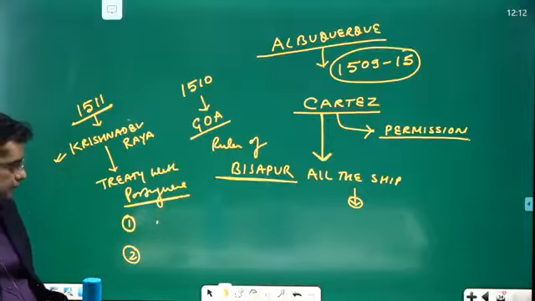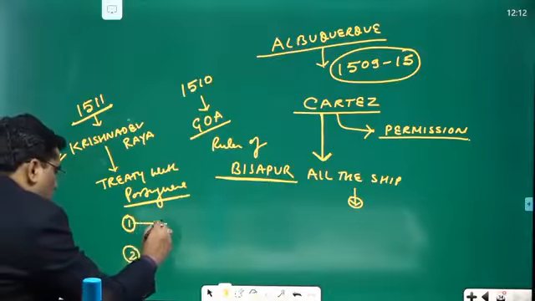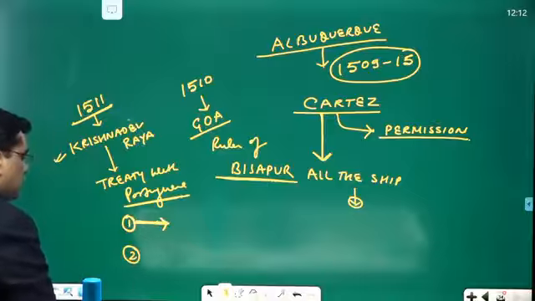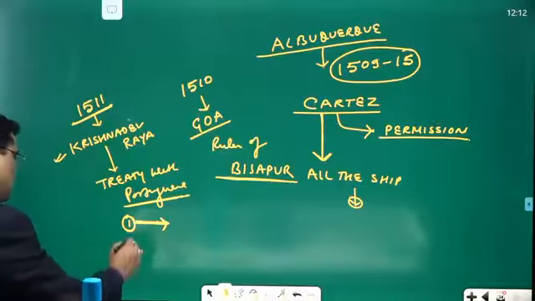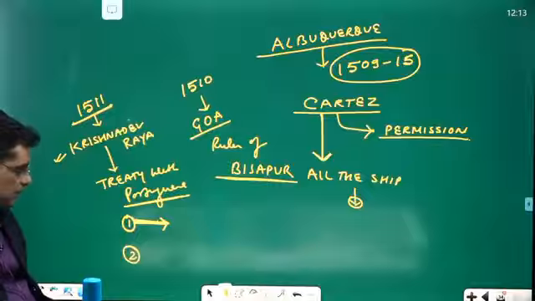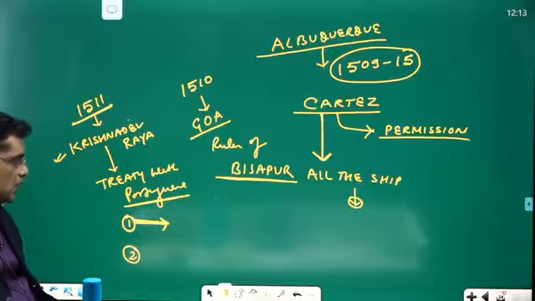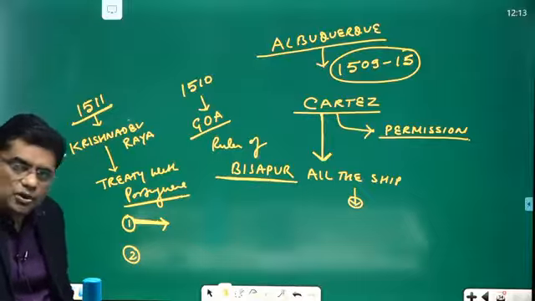The first term of the treaty is that Krishnadev Rai will receive all the horses from the Portuguese. And second, Krishnadev Rai will help the Portuguese in expansion towards Bijapur.